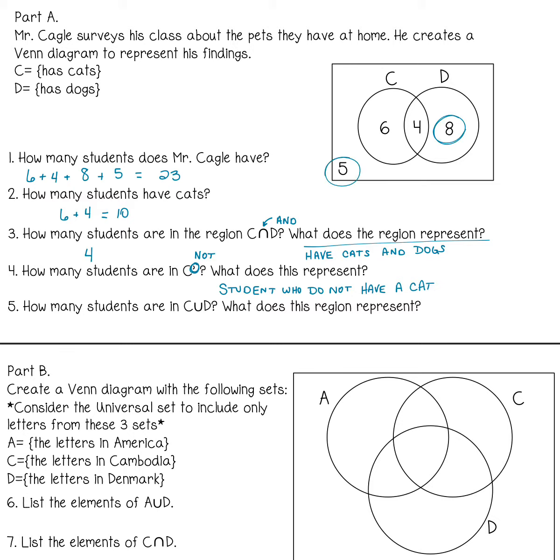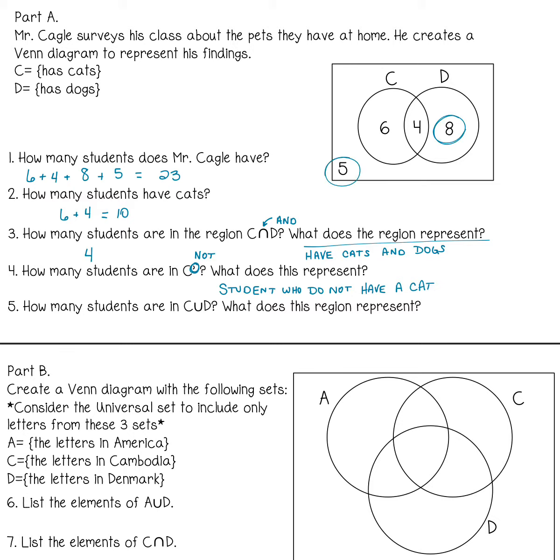Okay, who is not in Cambodia and Denmark? So which letters are not in either Cambodia and Denmark? I'm sorry, which ones are in it? That's my fault. Who are in C and D? So that's going to be these three right here. They are in C and in D. So we've got A, M, and D. They're in both Cambodia and Denmark.